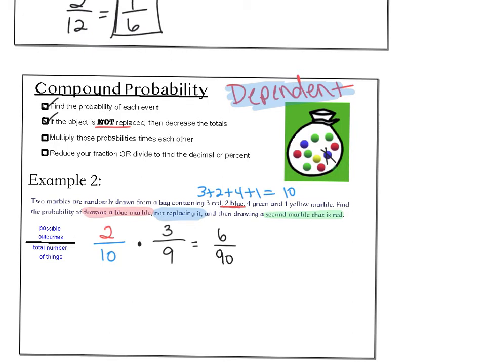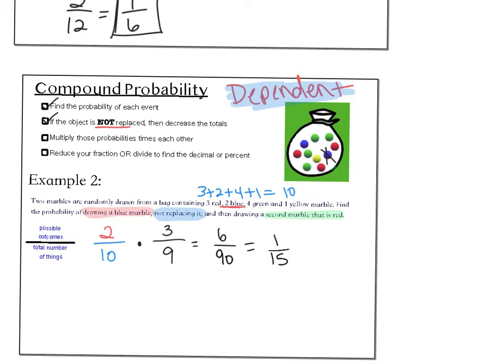So I have a couple of options here. Remember that I can reduce my fraction or I can divide to find the decimal or percent. So 6 and 90, 6 goes into 90 evenly. If I just divide 90 by 6, I'm going to get 15. So that means that 6 goes into itself once and it goes into 90 15 times.